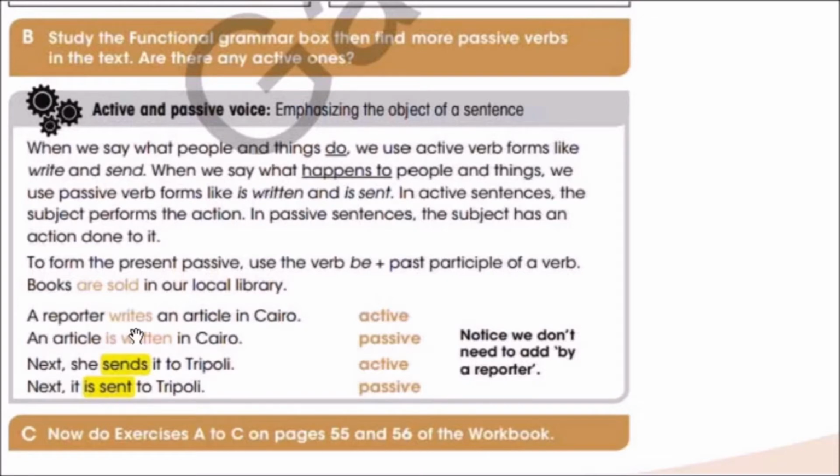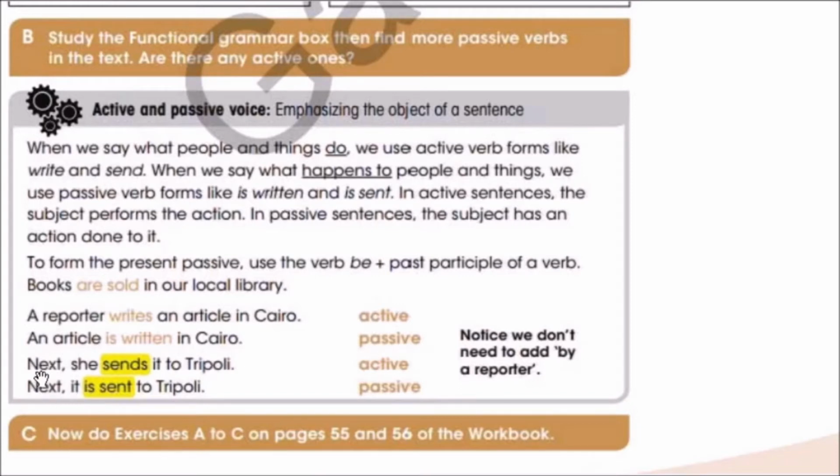A reporter writes an article in Cairo. Writes here is not past participle. And this is the doer of the action. When the doer of the action is there, it means it's active. If you see the doer of the action in the sentence, it's an active sentence. Let's look at number 2. An article is written in Cairo. As you can see here, we can't see the doer of the action. Who wrote the article? We can't see it in the sentence. This means it's passive. This is the difference between active and passive sentences.